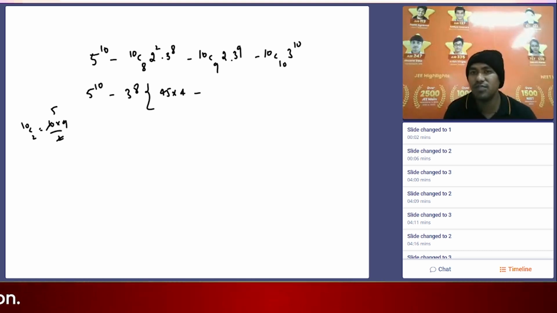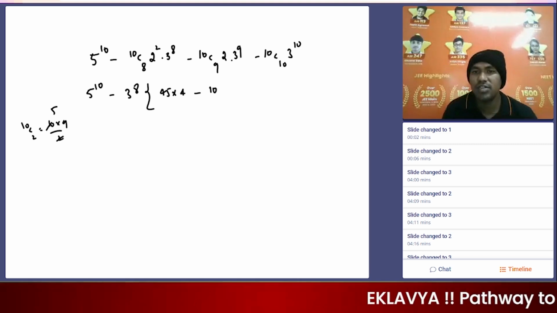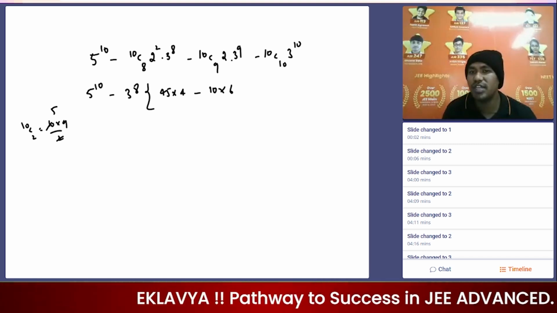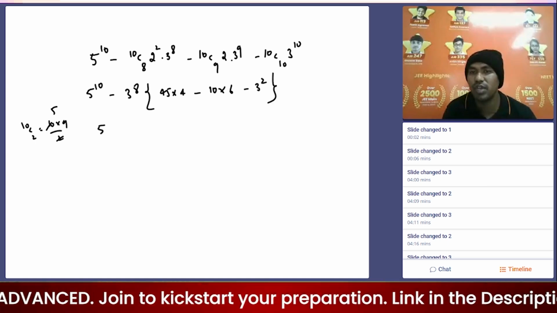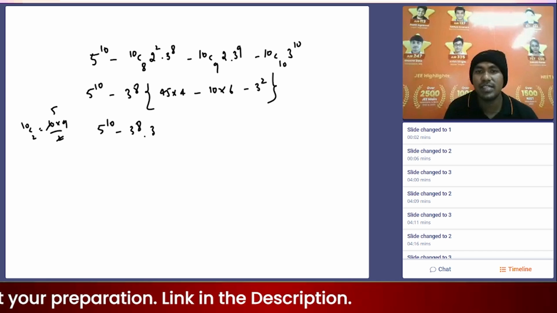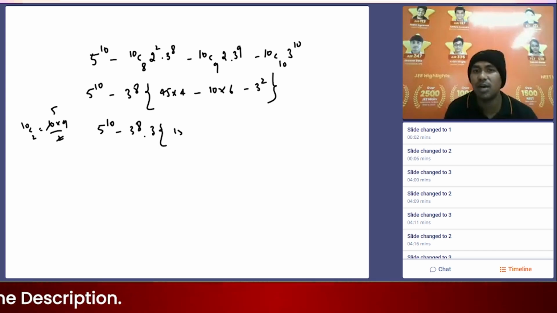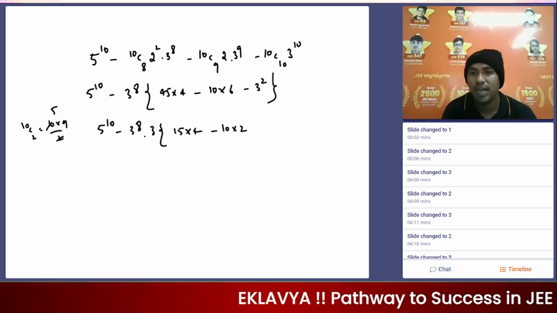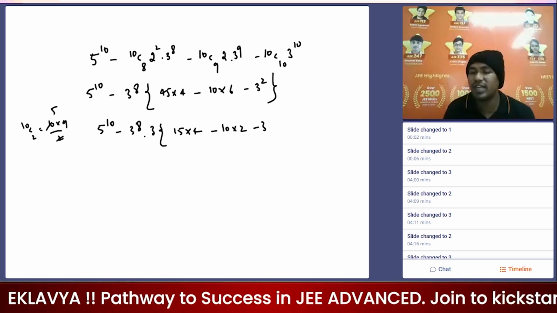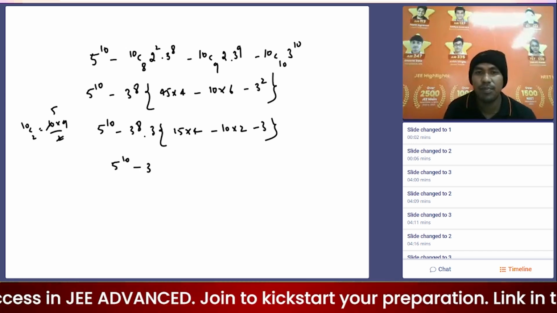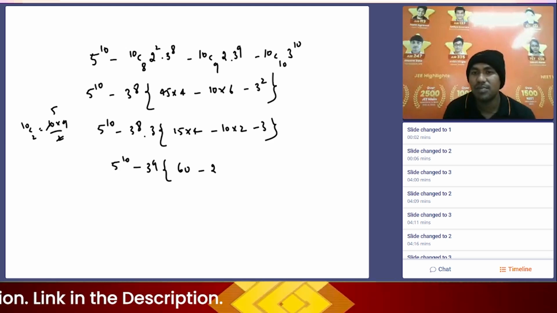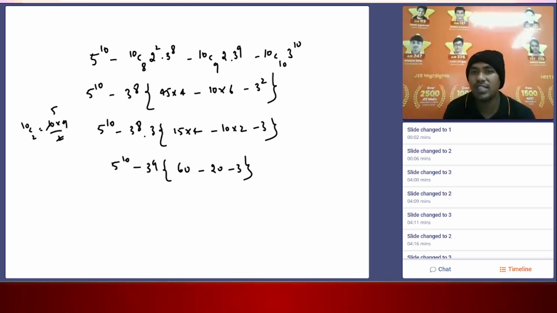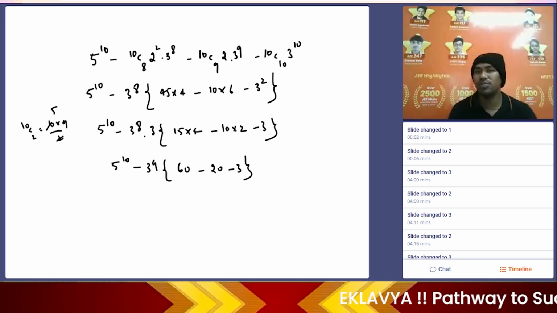Minus 10C9 means 10C1 only, that will be 10 only. So 10 into 3^8 went and 2 into 3 left. So 2 into 3 that will be 6. Minus 10C10 will be 1. 3^8 went, so 3² is left. Now 5^10 minus 3^8 into, if I take one more 3 common, then it will become 15 into 4 because this 45 we can write as 3 into 15, minus 10 into 2. From 6 I have taken 3 also out, minus 3. Then what will happen? 5^10 minus 3^9 times of 15 times 4 is 60, minus 10 times 2 is 20, minus 3, right?